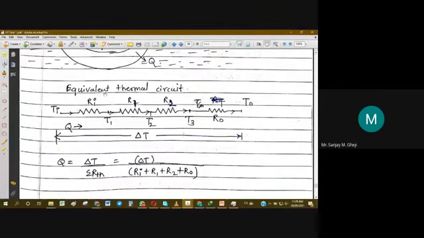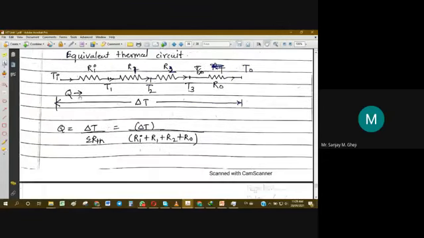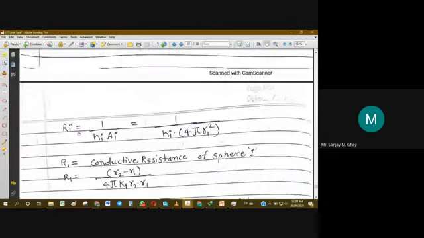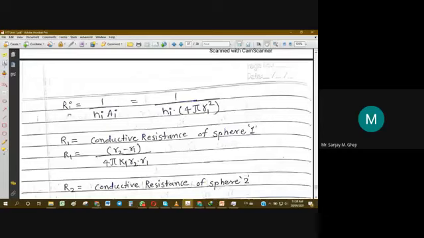We can set up the equivalent thermal resistance like this: Ri plus R1 plus R2 plus Ro, and temperatures are innermost temperature Ti, outermost temperature To, and in between temperatures T1, T2, T3. And heat flow will be the same through this series circuit. So Q equals delta T upon summation R thermal, so delta T upon Ri plus R1 plus R2 plus Ro. Now we will obtain every component of this. So Ri is convective resistance, so Ri equals 1 upon Hi into Ai.